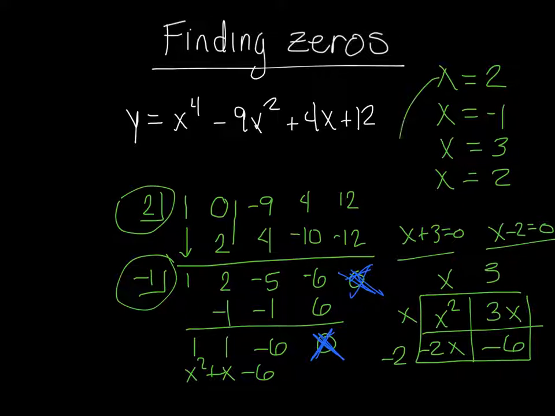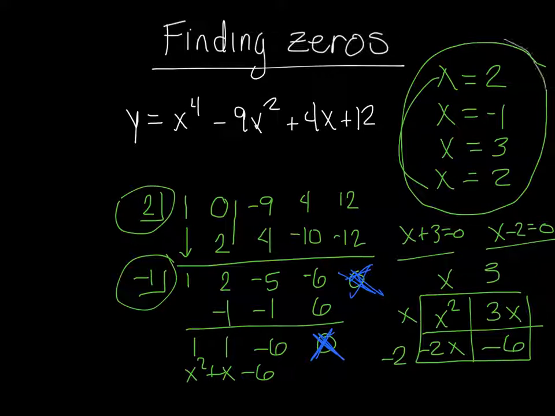And so you'll notice that x equals 2 has a multiplicity of 2, whereas the other ones have a multiplicity of 1. But I have to label them all. I have to write them all down because I want all of my zeros to show, even though 2 happens twice.